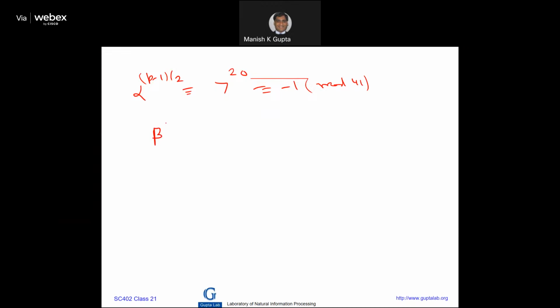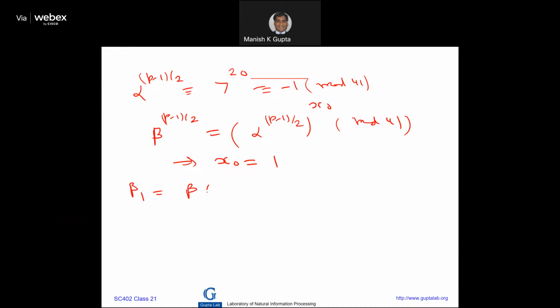Since beta raised to power (p minus 1)/2 is the same thing as alpha raised to power (p minus 1)/2 raised to power x naught mod 41, what I can do here now, this implies that x naught is equal to 1, right? Next, beta 1 is equal to beta times alpha raised to power minus x naught. I'm just executing the algorithm steps, beta 1 is equal to 31 mod 41.